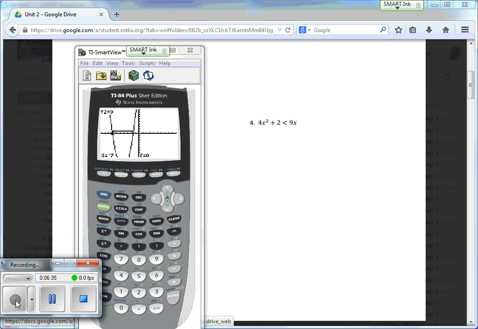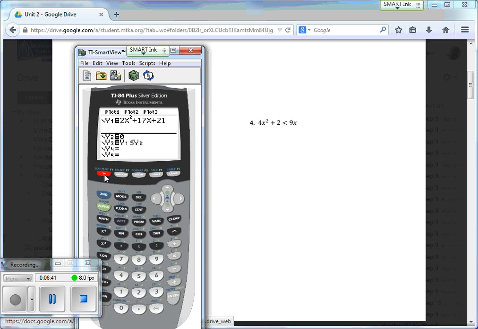Number 4. I've got to put in 4x squared plus 2. So I go into my y equals, and I'm just going to clear all that out and retype it. 4x squared plus 2. And then another line at 9x. That's the beauty of just graphing both sides and seeing where they cross, because you don't have to go through all the stress of solving this thing. If you're doing it graphically, it's so much easier. You don't have to set it equal to 0. You just graph both sides.